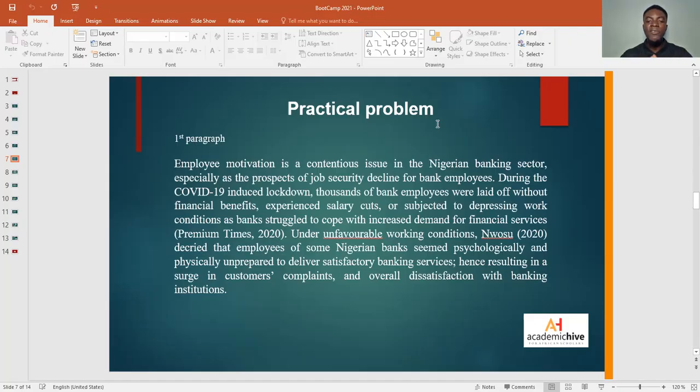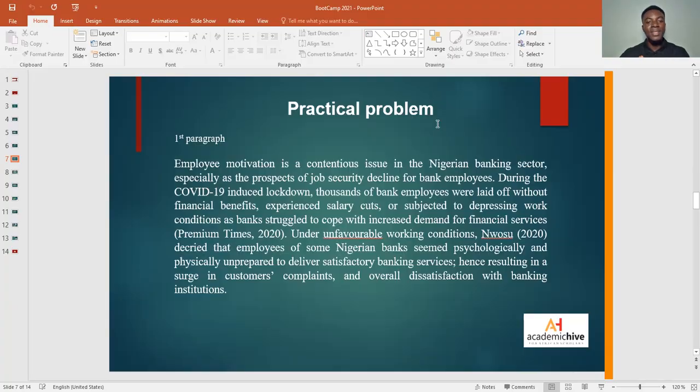Now, under unfavorable working conditions, Nwosu, in a newspaper article, decried that employees of some Nigerian banks seemed psychologically and physically unprepared to deliver satisfactory banking services, hence resulting in a surge in customers' complaints and overall dissatisfaction with banking institutions. As you can see, the practical problem is before us. We've said that employee motivation is a contentious issue in the banking industry of Nigeria.